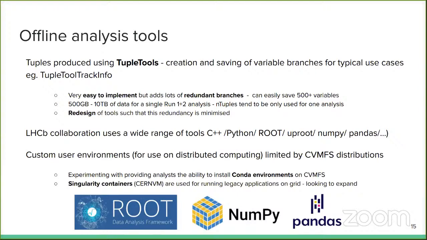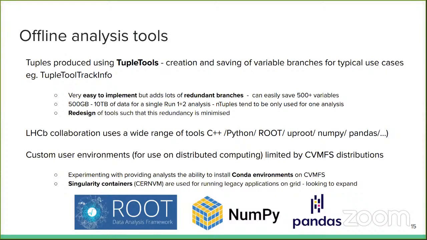To make our tuples, we use tuple tools, and these essentially just create and save a number of variable branches for typical use cases. An example is TupleToolTrackInfo. The problem with these is they're very easy to implement, a couple of lines, but it can add a lot of redundant branches to a tuple.